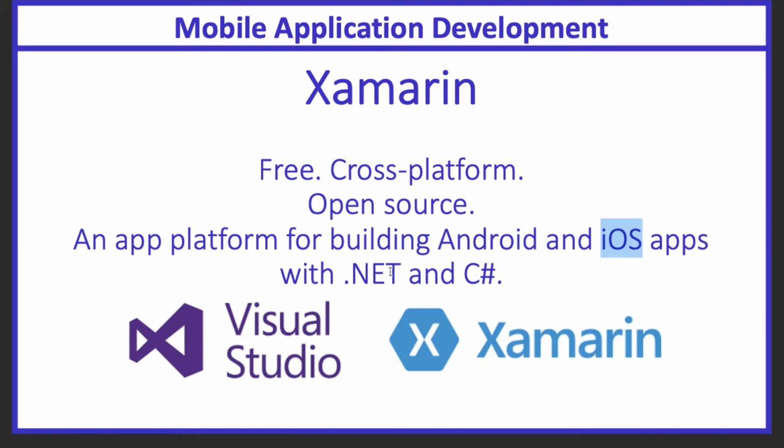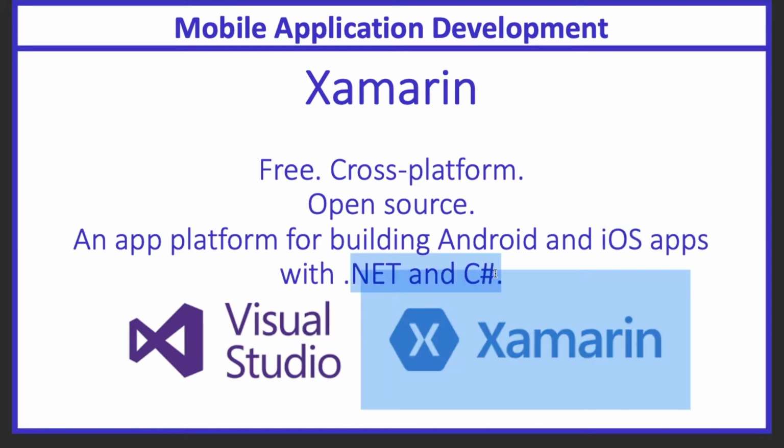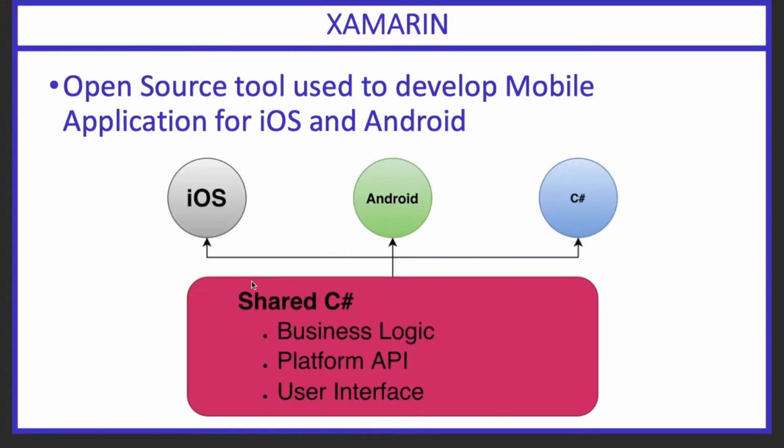The programming language is .NET and C Sharp. So using .NET C Sharp, you can develop the application for iOS as well as for Android. The user interface can be designed with the help of Extensible Application Markup Language, otherwise called XAML. So this is the code sharing between iOS and Android with the help of C Sharp.